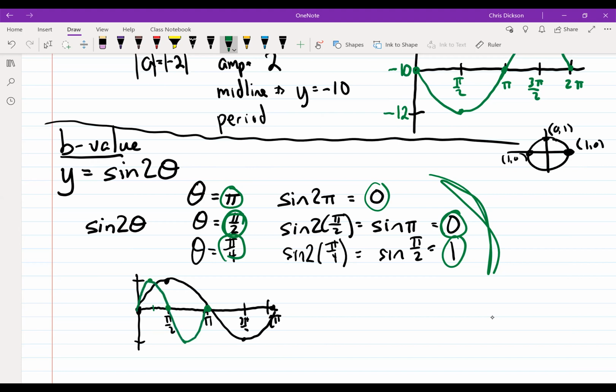If you're plugging more numbers in, you get this kind of graph here. So if you compare the black graph to the green graph, it looks like we've compressed it actually. We've altered the shape itself. So let's just go one more time back to our Desmos here.